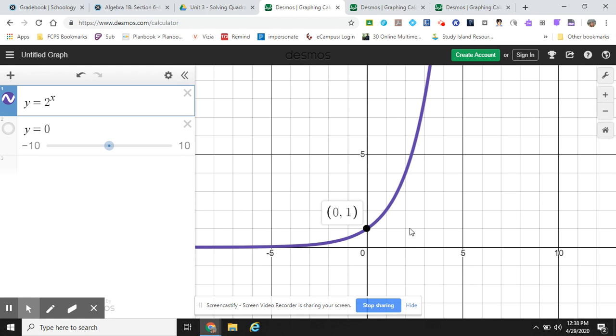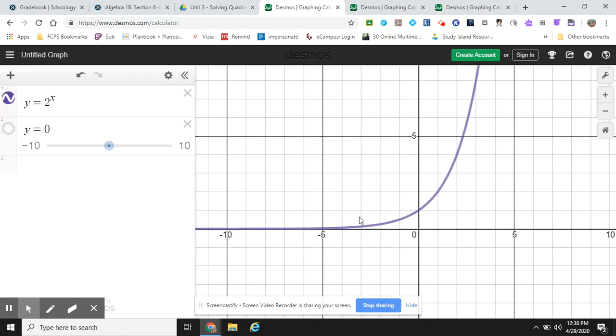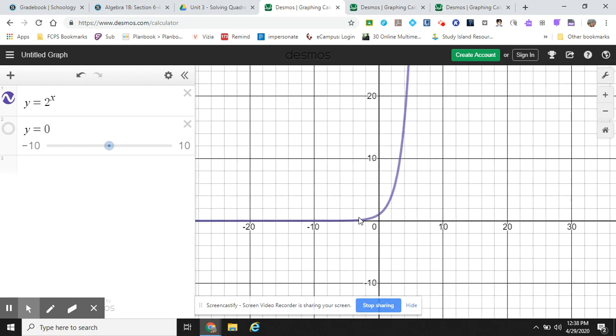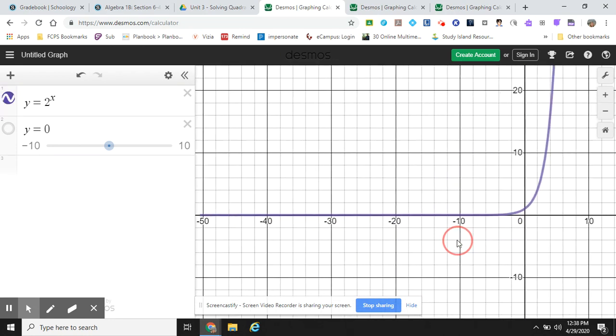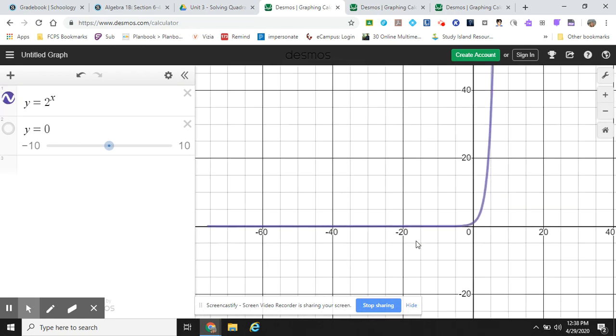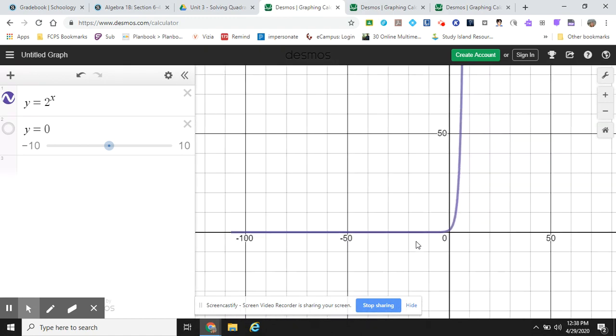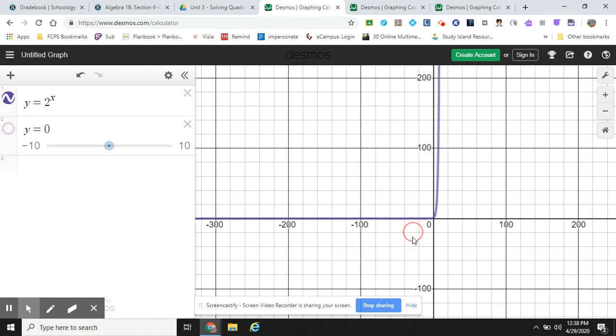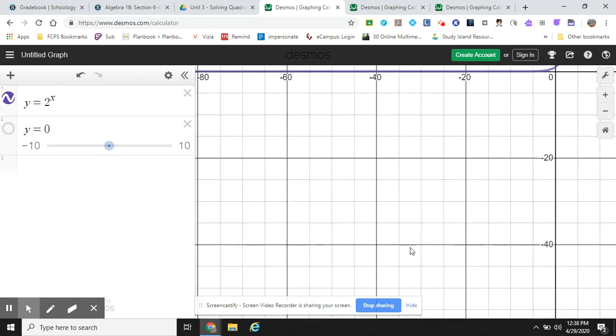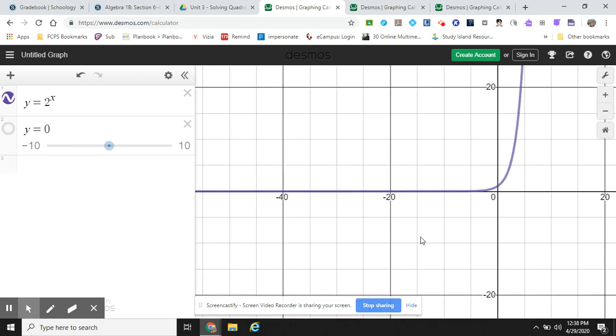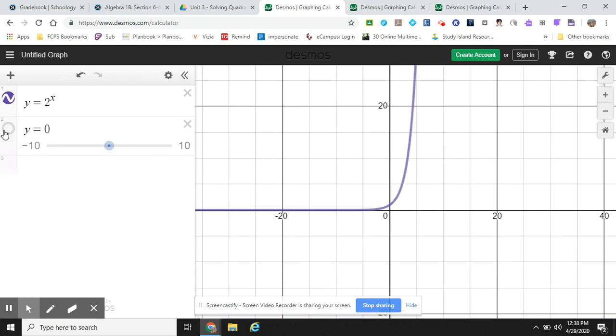An asymptote is simply a horizontal line that the graph never touches or never crosses. So if you look at this particular graph, we already discussed it. This thing never crosses that axis. No matter how many times I zoom in, zoom out, it's never going to touch 0. Well, the equation of that line is y equals 0.